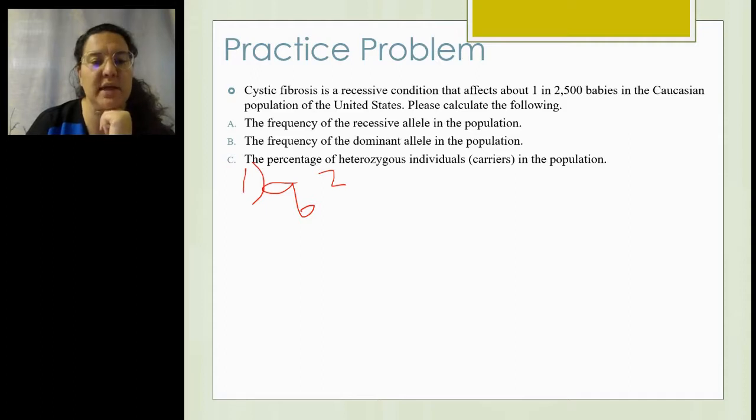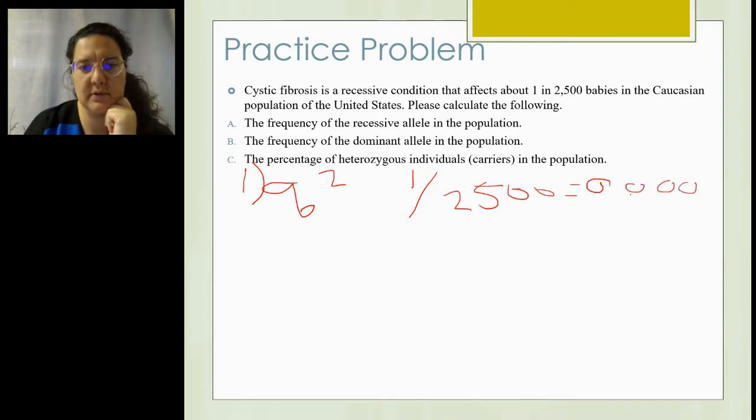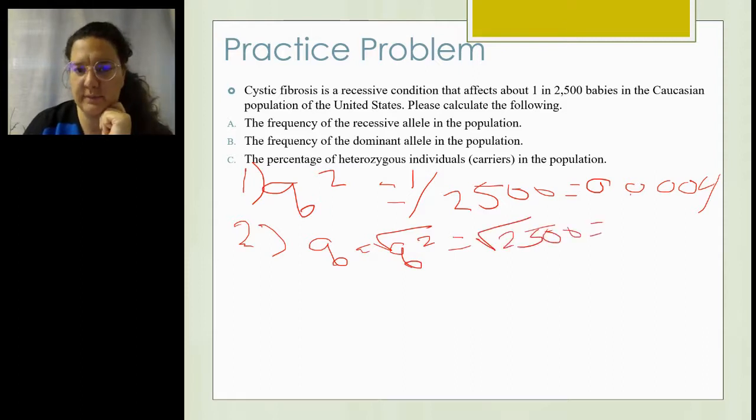So for q squared, we're going to take 1 divided by 2,500, and we get 0.0004. So that is our q squared. Our second step to find the frequency of the recessive allele is q equals the square root of q squared, which is equal to the square root of, sorry, not 2,500.